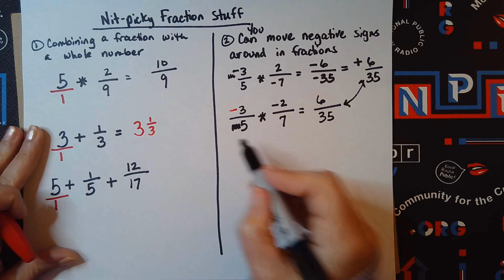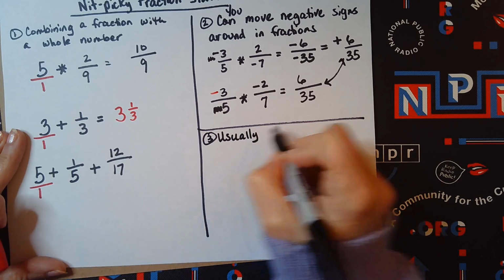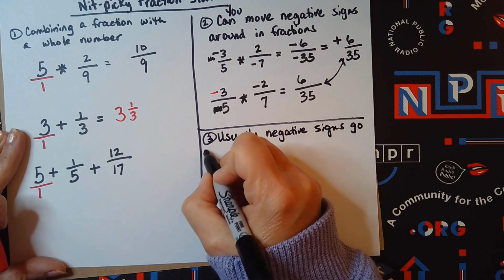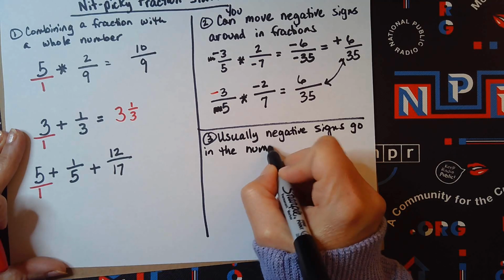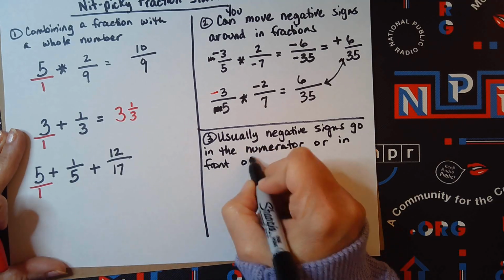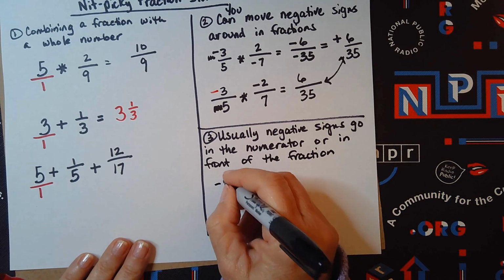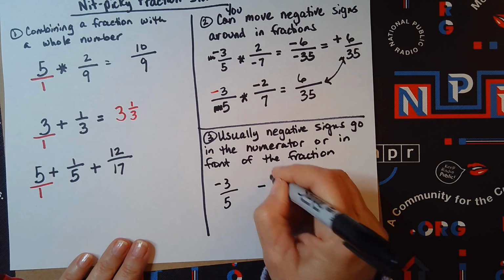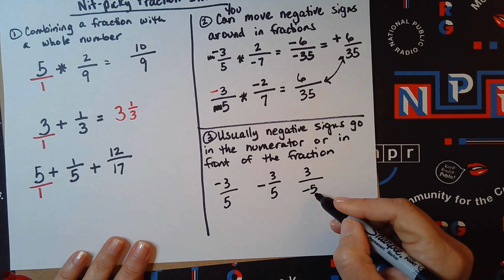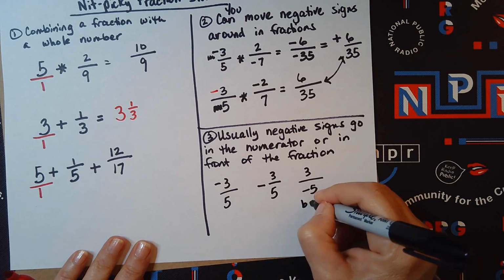So I am going to tell you one more thing. Usually, negative signs go in the numerator or in front of the fraction. So we could write negative 3/5, or we could write negative 3/5, but we probably would not write this. You can do this as part of calculation and you'll still get the right answer, but this is kind of in bad form.